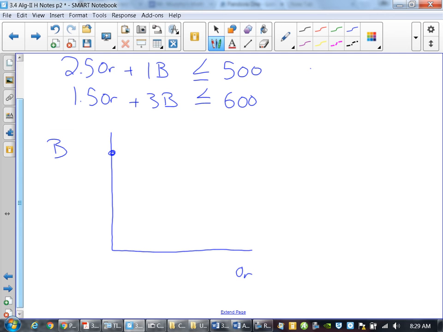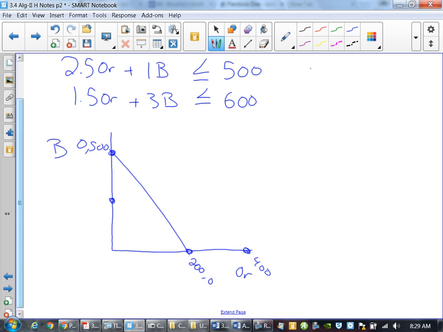500 here. The other one is 200 for the first one. Wait, what do you do to find that? Cover and solve. Just cover and solve. Understand intersects that. The other one is 200, 400.